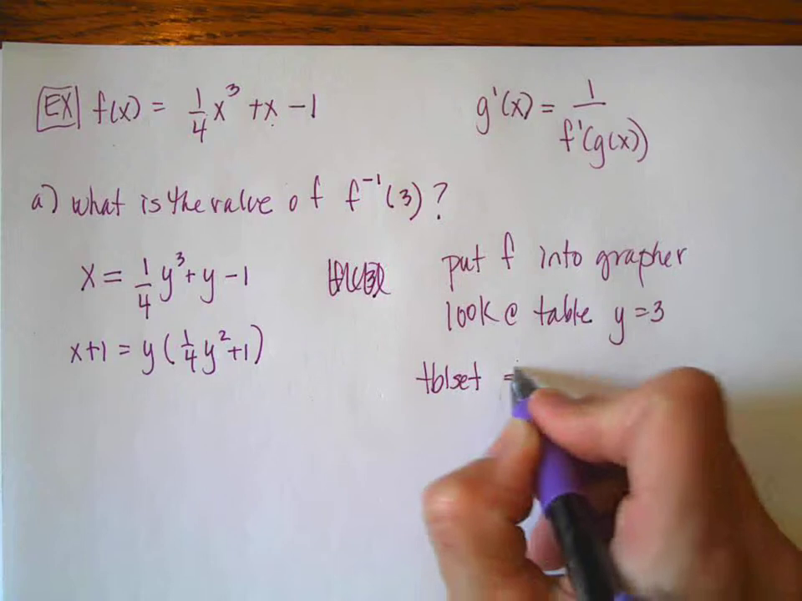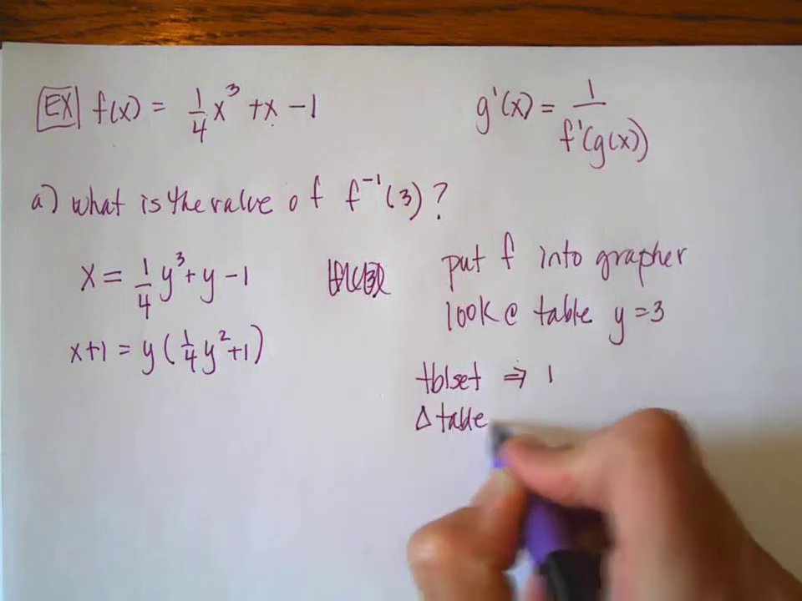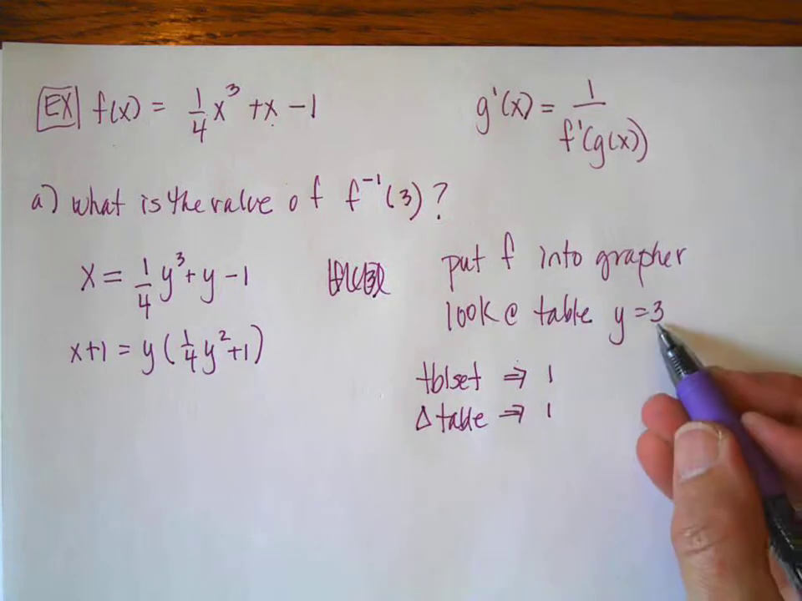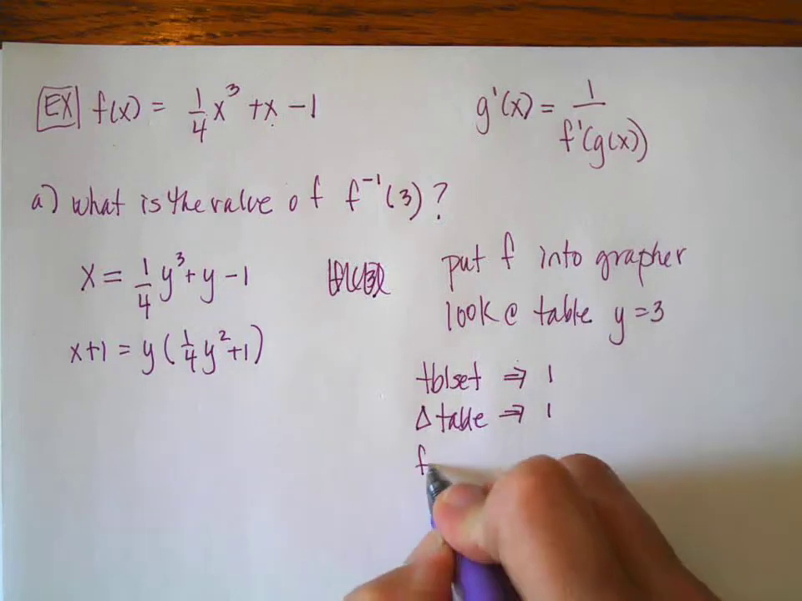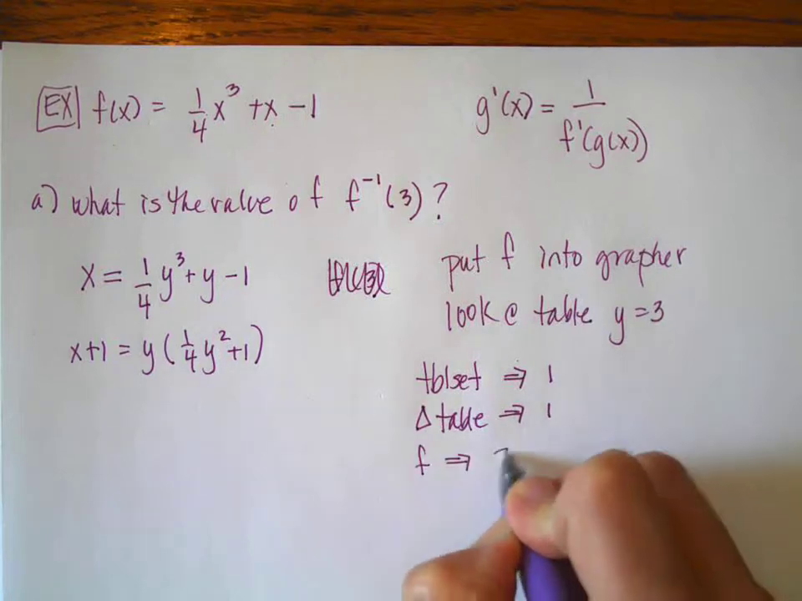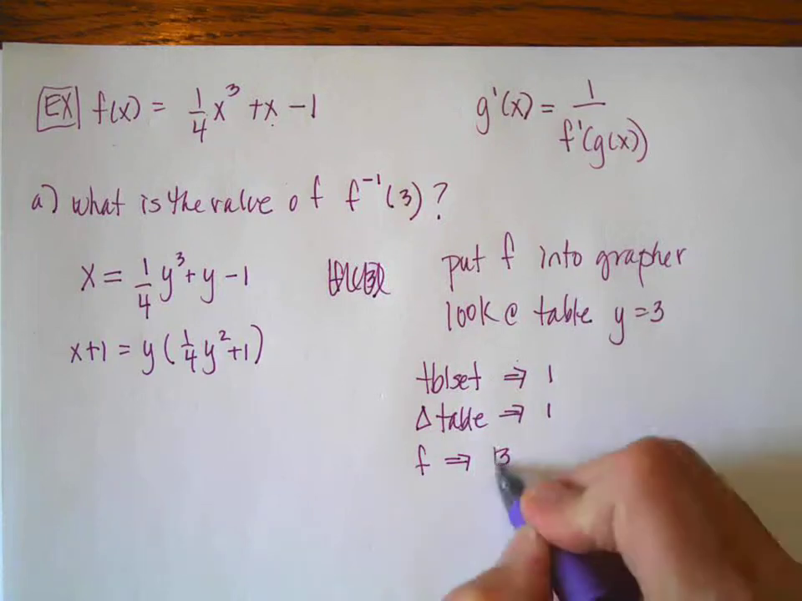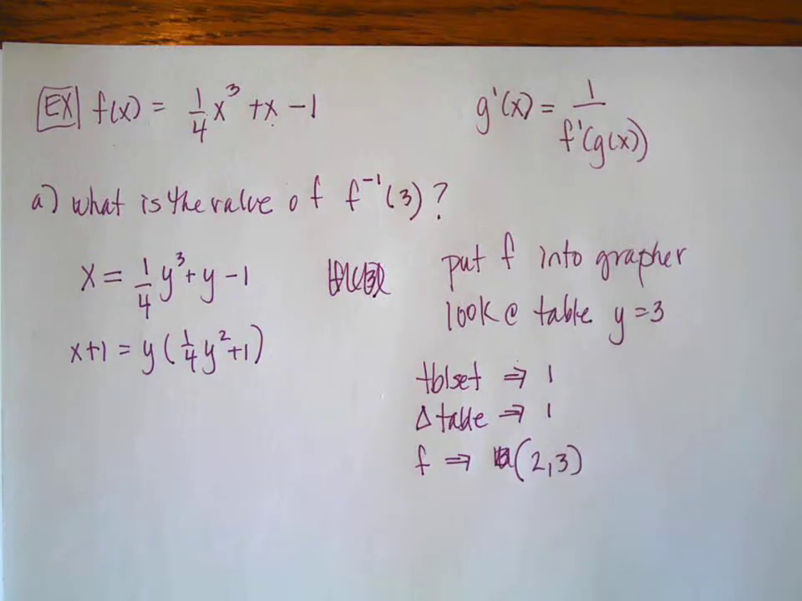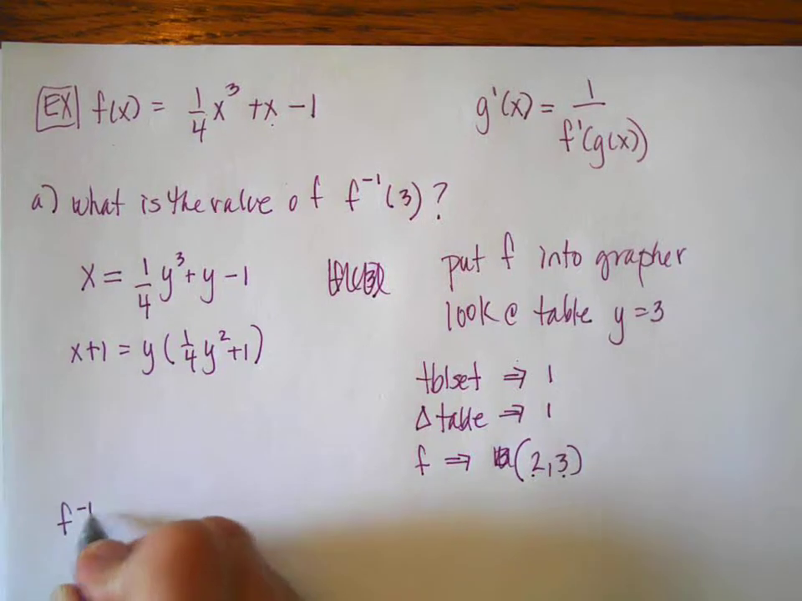But I would fix my table set, and I would have it start at 1, and I would do my change in table, and I would have it change in 1. And since this is a fairly small value, quickly you'll see that the point of f is going to be (2, 3). Sorry, my bad. Is going to be (2, 3). And that is the value of the original function when x is 2 and y is 3.